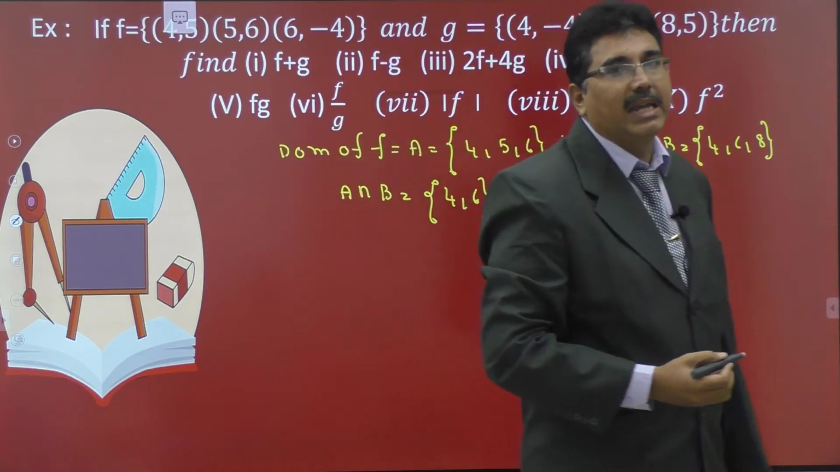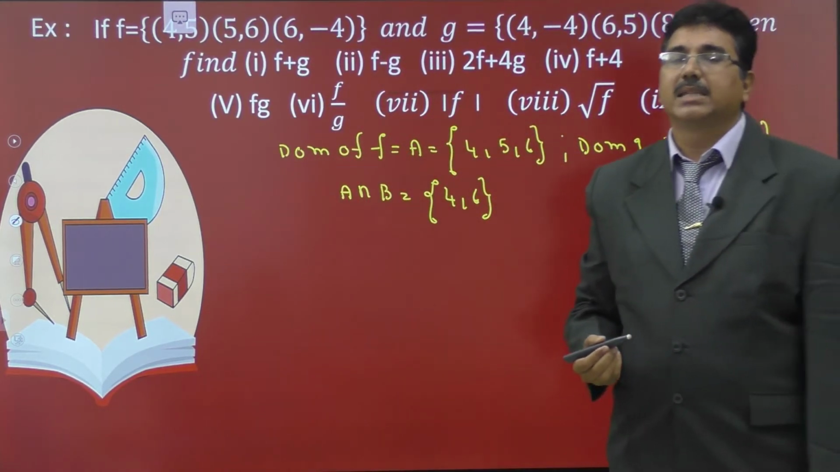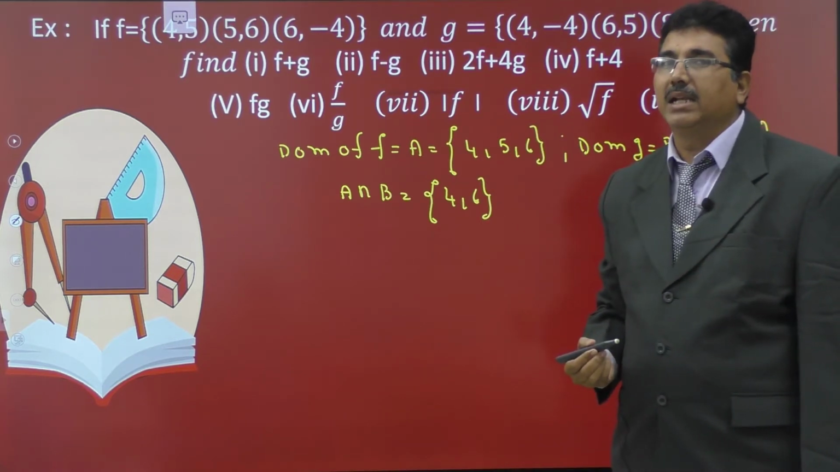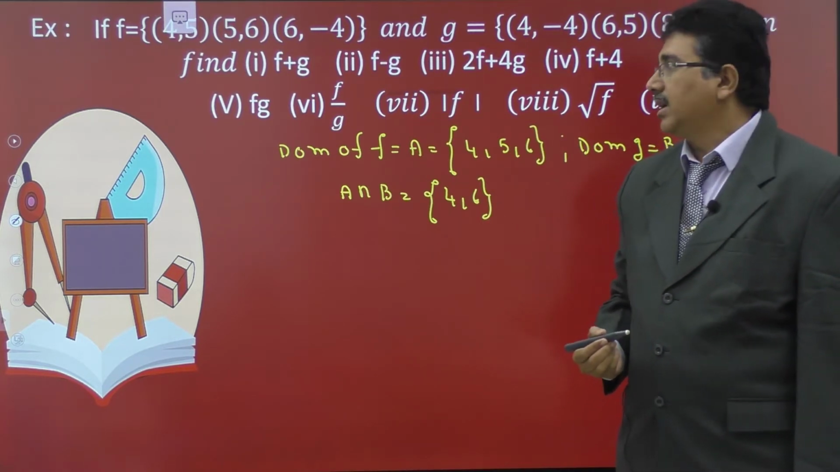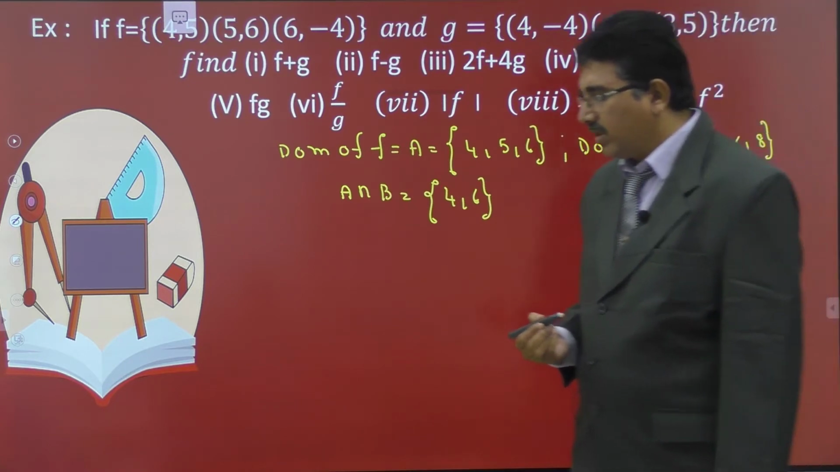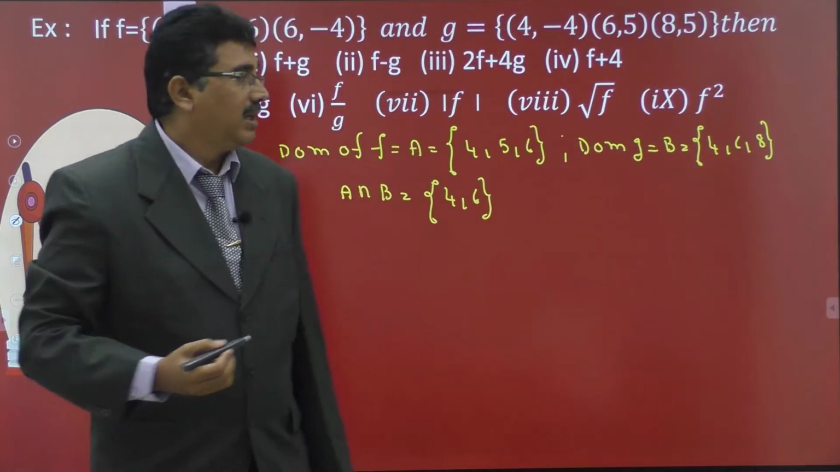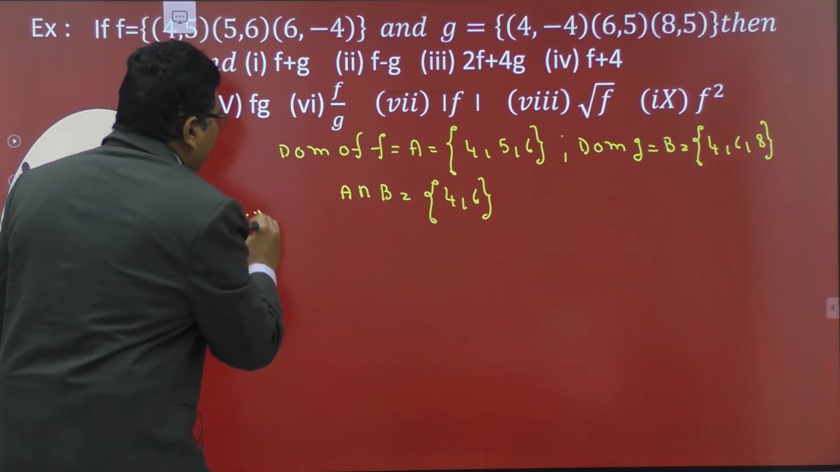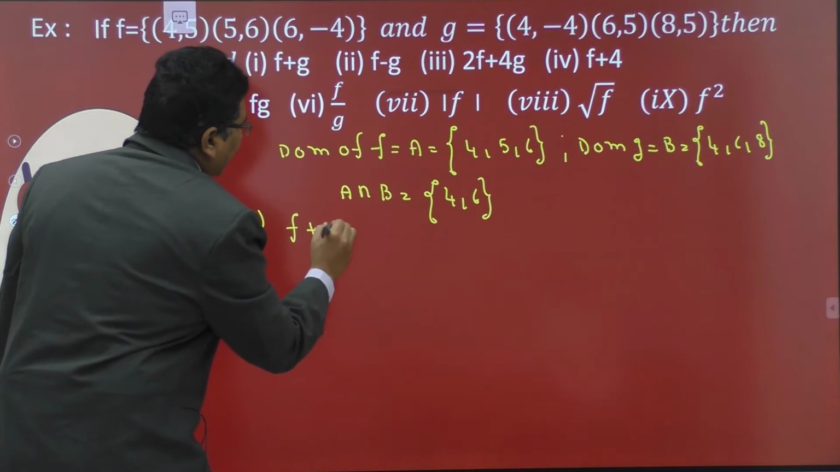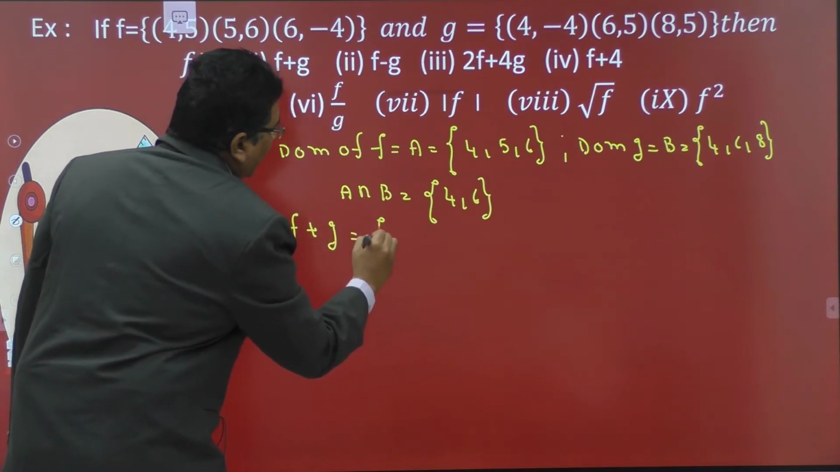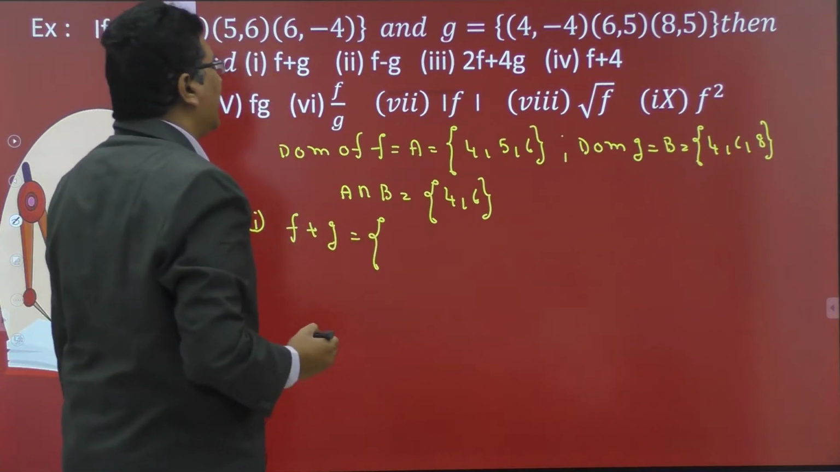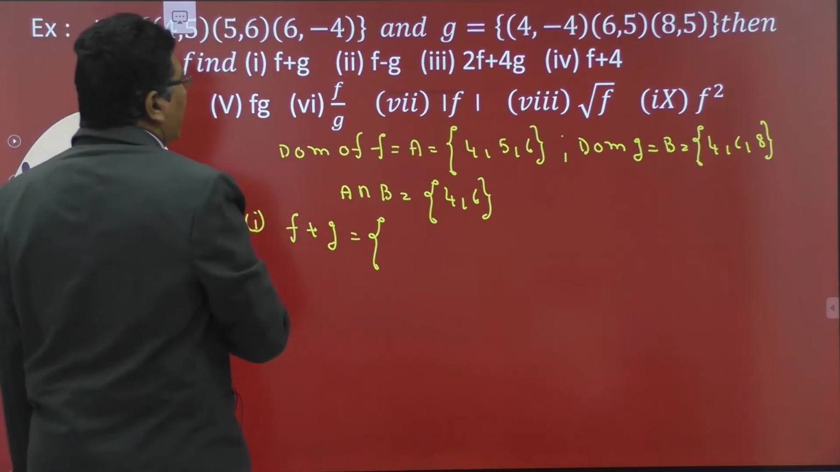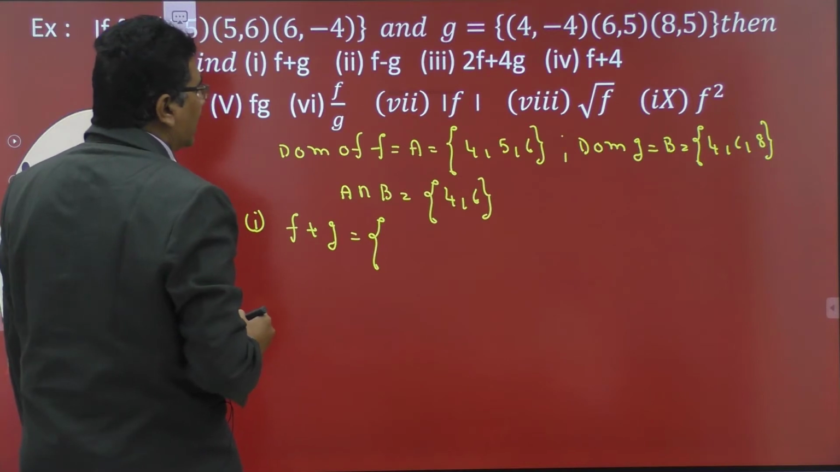For finding f plus g, f minus g, fg, we use the domain A intersection B. Now the first one, f plus g, is the set of all ordered pairs. The domain is A intersection B, which means 4 comma 6.